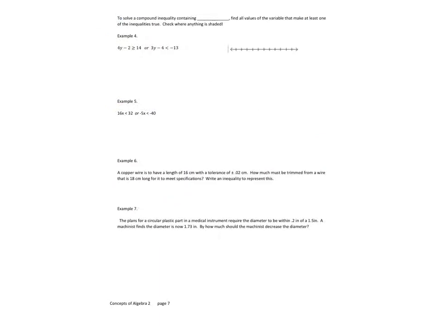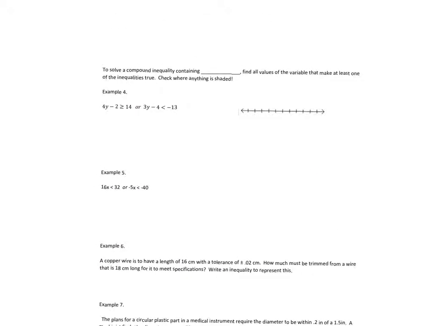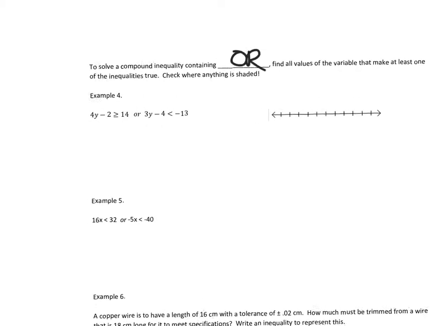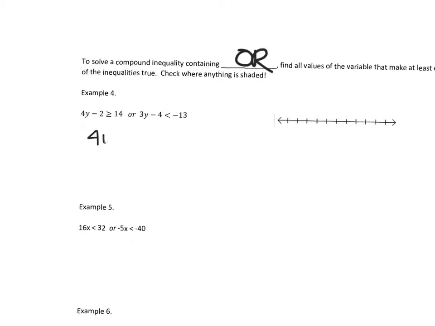Okay, on the other hand, when you have an "or," you find all the values of the variable that make at least one of the inequalities true. So where anything is shaded is going to be an answer. So I'm going to solve for y. I get 4y is greater than or equal to 16. y is greater than or equal to 4. I'm going to solve for y in this one. So 3y is less than, adding 4, would be negative 9. y is less than negative 3.